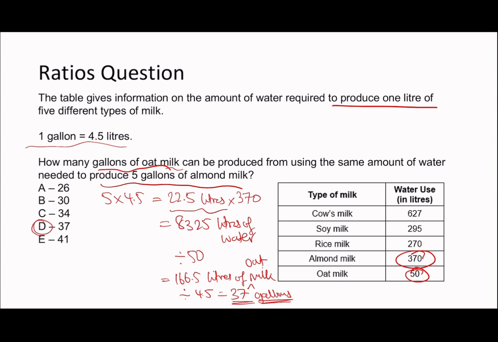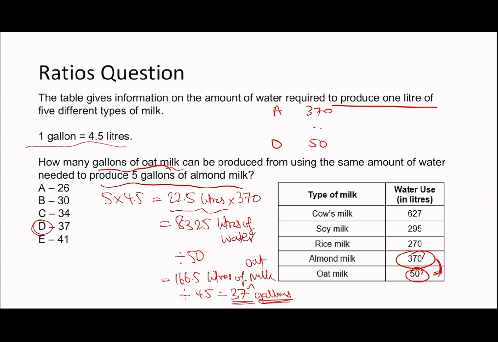Once again, you're probably thinking, how do I do this a little bit faster? This is perhaps a little bit tricky to think about. But the only thing that really matters is that there's this ratio that stays constant. You've got almond milk and you've got oat milk. It's 370 to 50. I know it's a weird way to write the ratio.